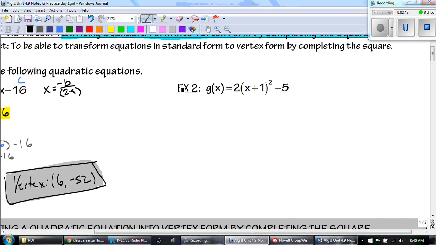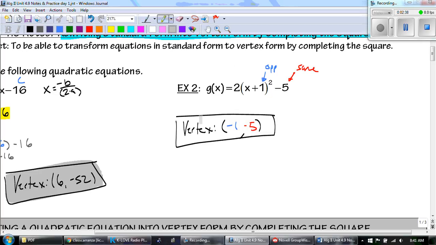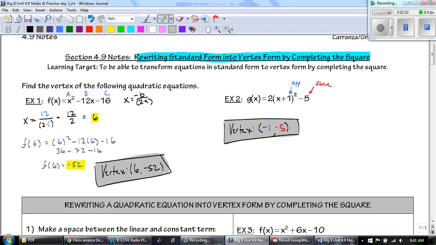What about example number 2? What's my vertex? Well, we take the opposite, and this guy stays the same. So my vertex is (negative 1, negative 5). Boom. I'm done. Which one was easier to find my vertex? Yeah, example number 2. So what we're going to be talking about today is rewriting a quadratic equation into vertex form by completing the square.